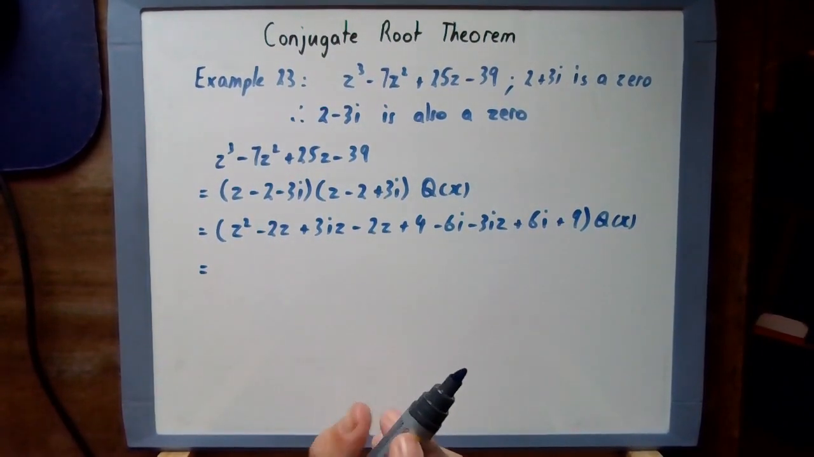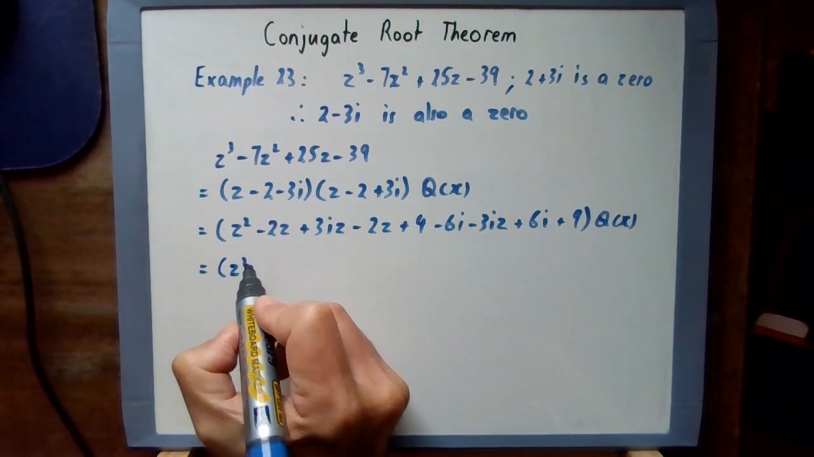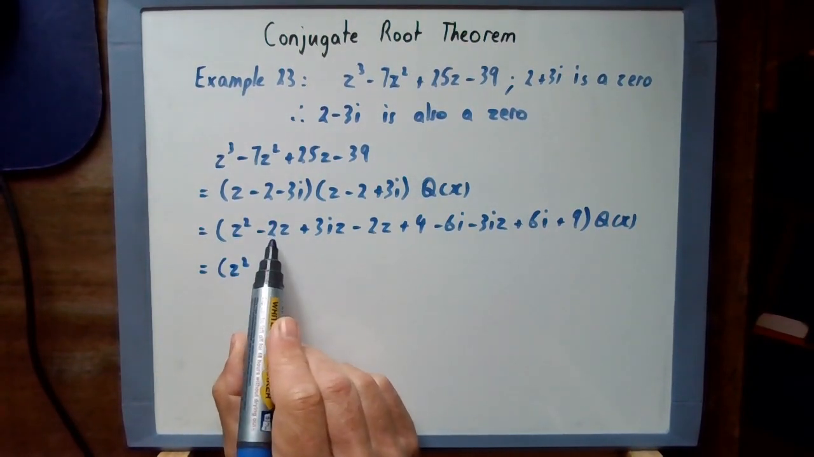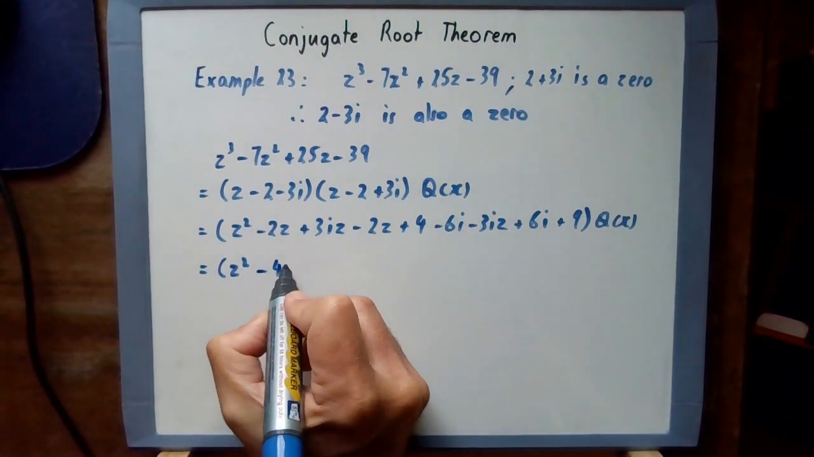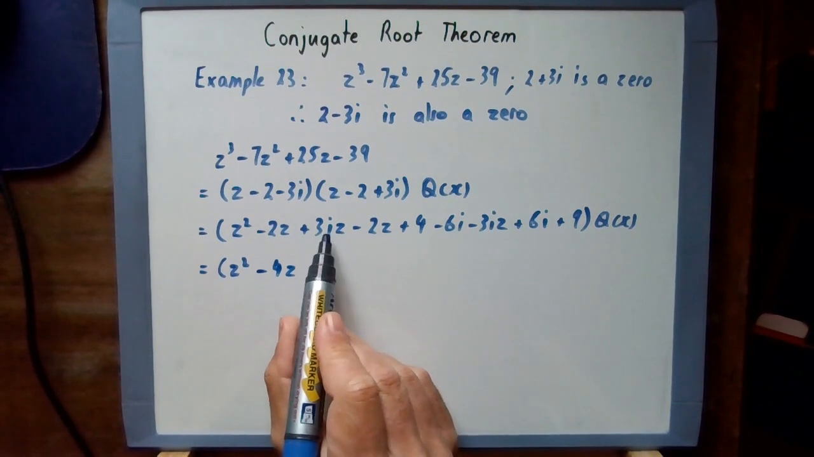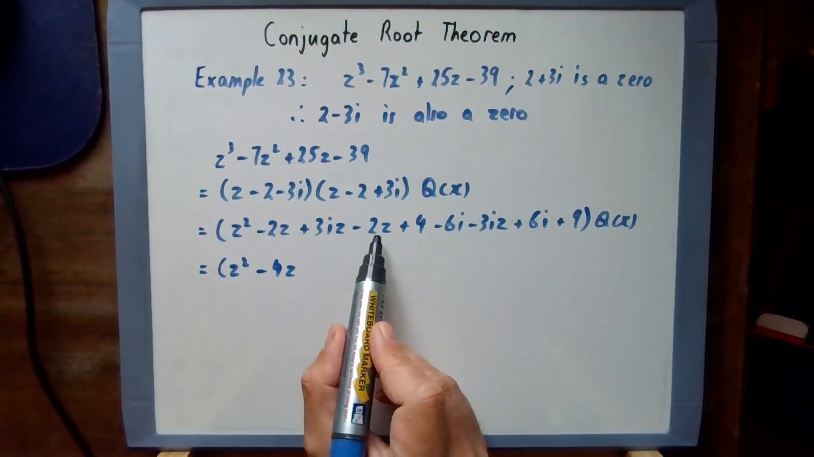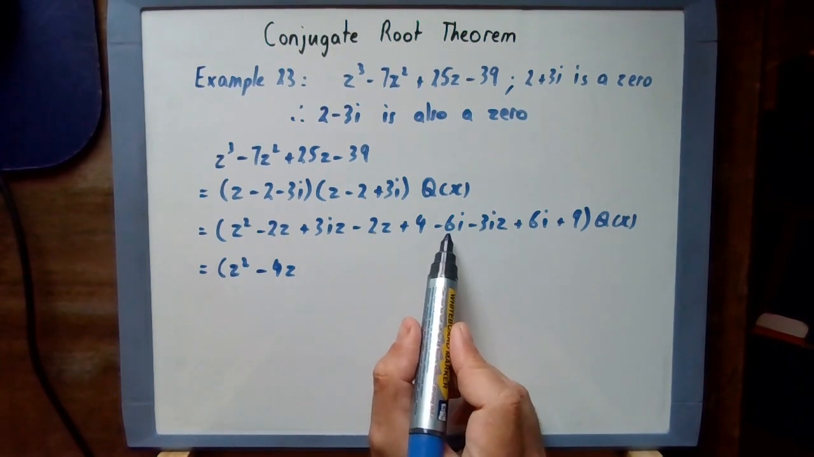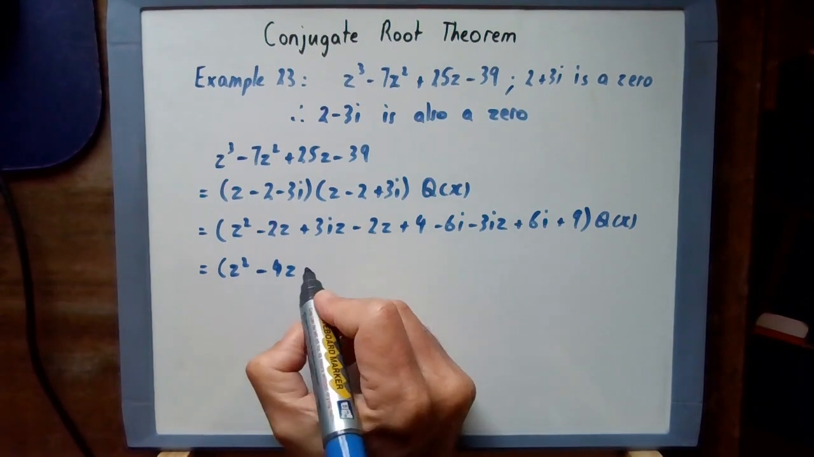So let's have a look at what we've got here. Z squared, no other z squareds. Minus 2z, minus 2z, so that's minus 4z. 3iz minus 3iz, that cancels out. Dealt with the z's. Minus 6i plus 6i, that cancels out. 4 plus 9 is 13.